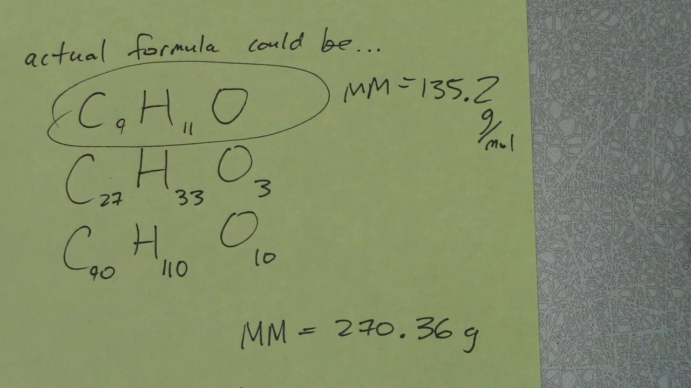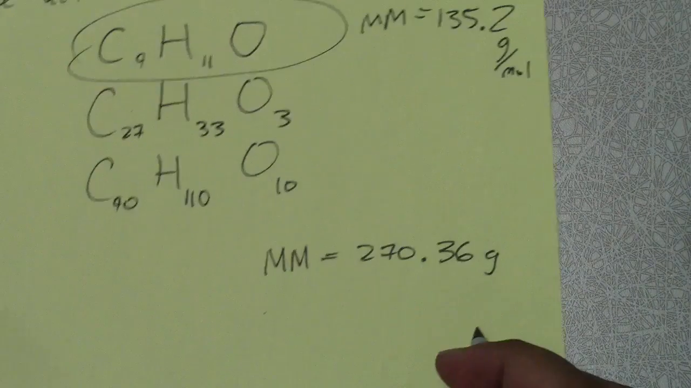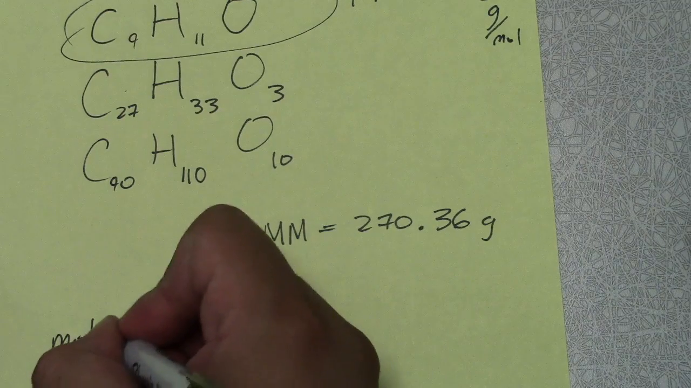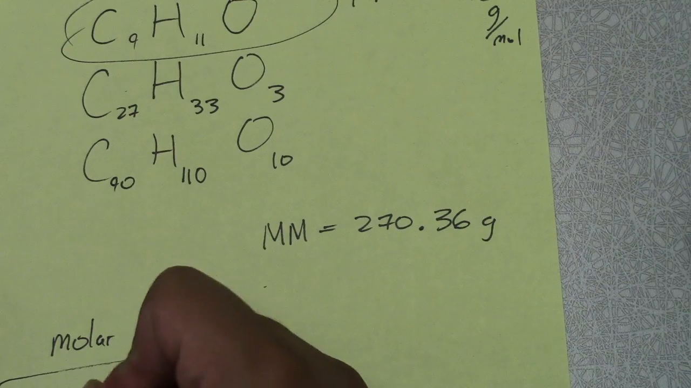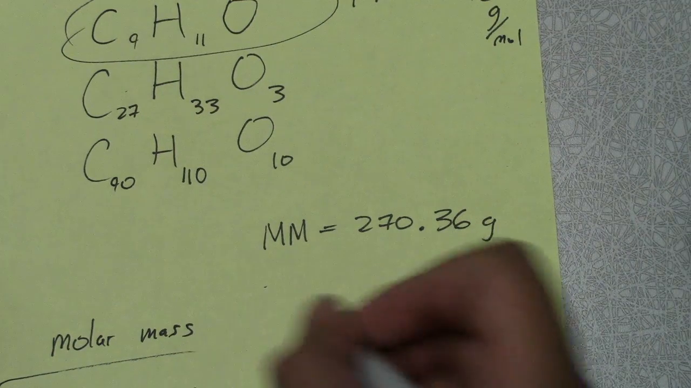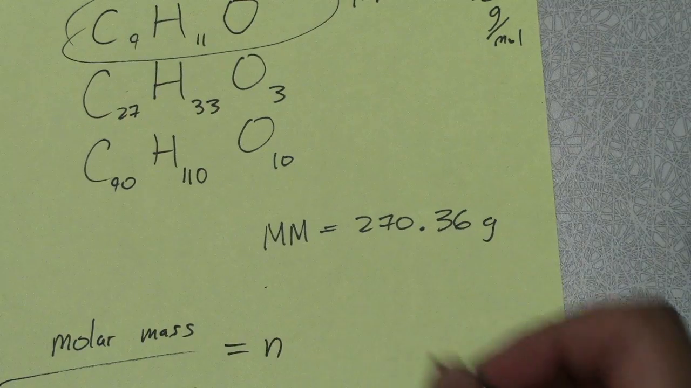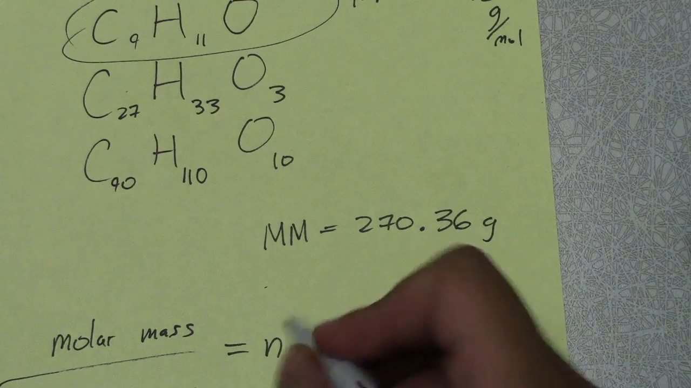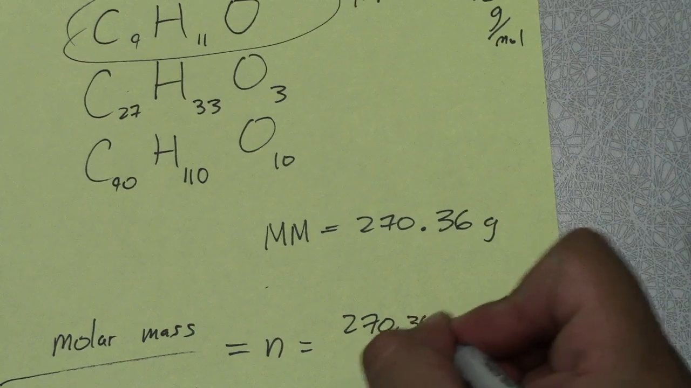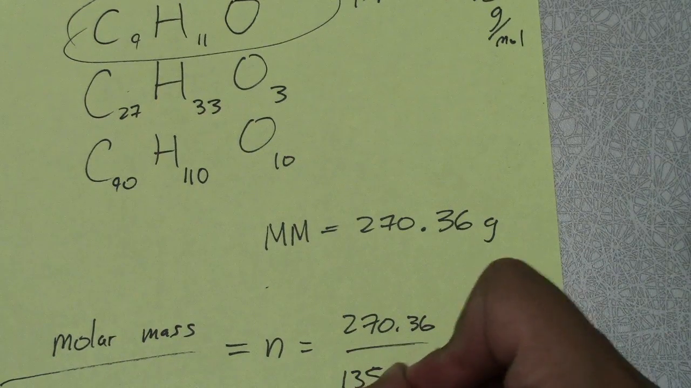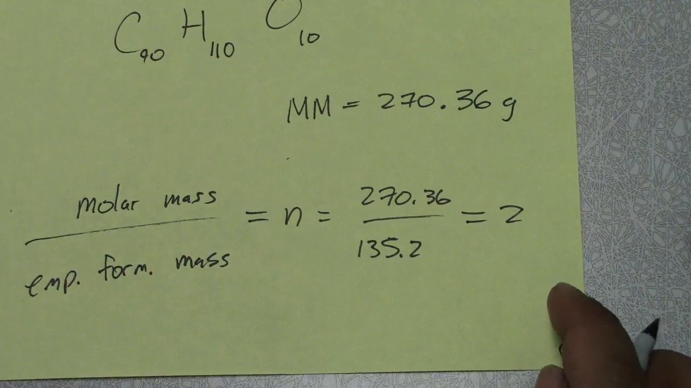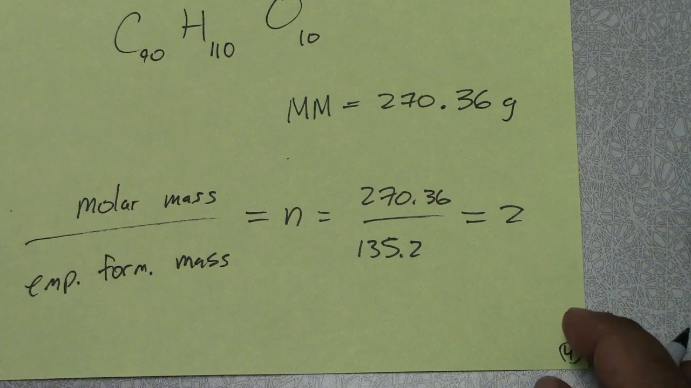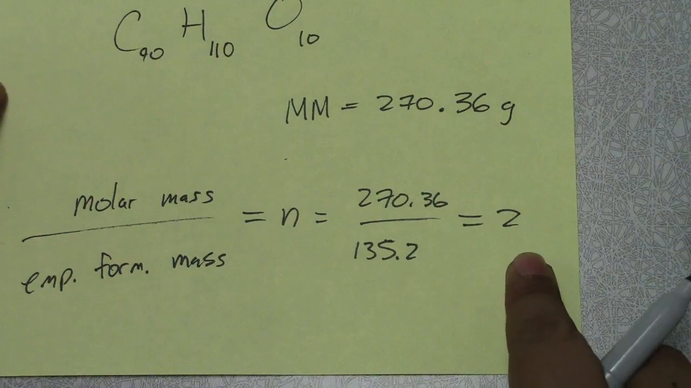So the general formula you're going to use, or at least one that you can use, is your molar mass divided by your empirical formula mass, which will give you what we can call N. In this case, if you divide 270.36 divided by 135.2, you should find N is equal to 2. And if N is equal to 2, that means that the factor you multiply your empirical formula by is 2.